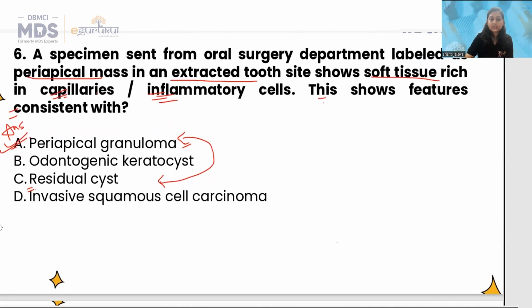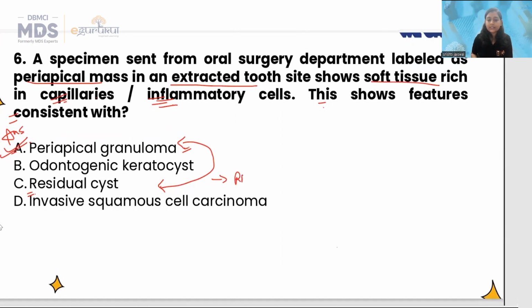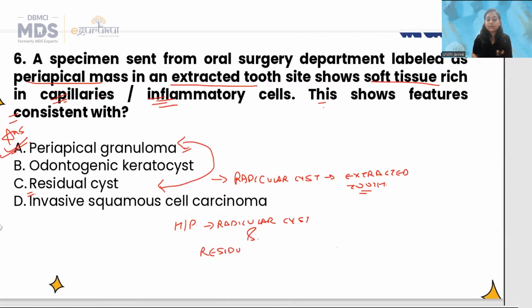Now what is residual cyst? Residual cyst is basically a radicular cyst associated with an extracted tooth. Now, what happens when we are removing the radicular cyst? Some part of the pathology can still remain inside, and later it can develop into the residual cyst. But the histopathology of the radicular cyst and residual cyst is similar.